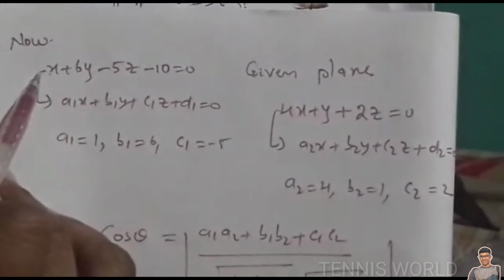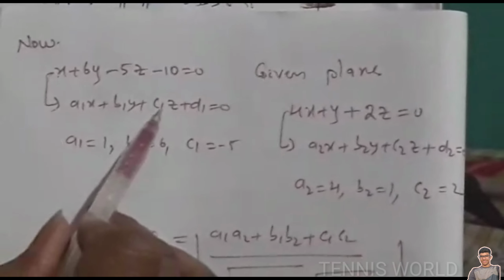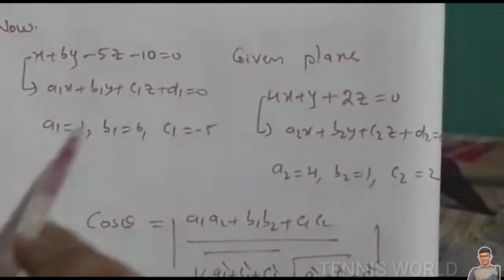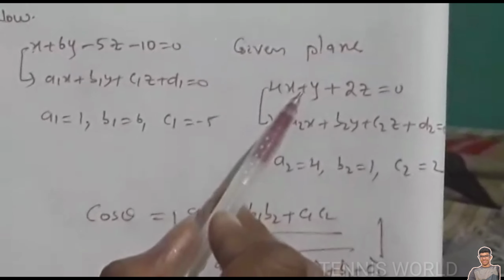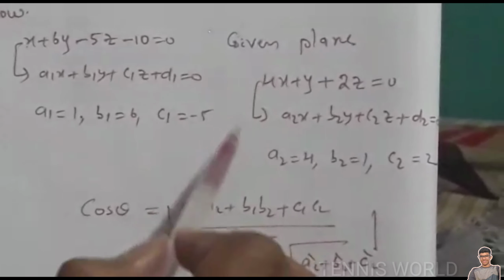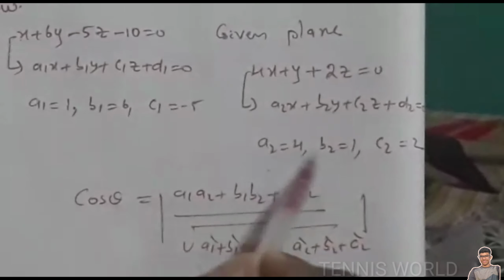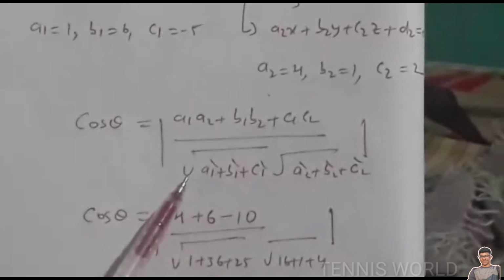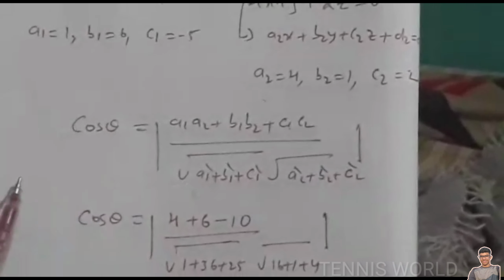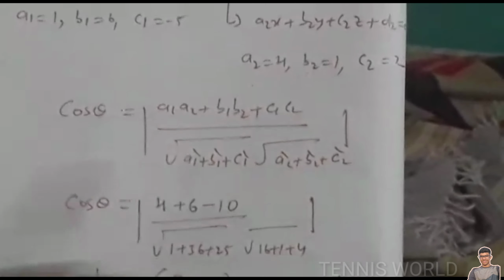Compare this plane with a1x plus b1y plus c1z plus d1 equals 0, and you will get a1, b1, c1. Compare the given plane with this equation, and you will get a2, b2, c2. Then everybody knows the formula. This is the formula to find the angle between two planes. So you write the formula and keep the given values in this formula.